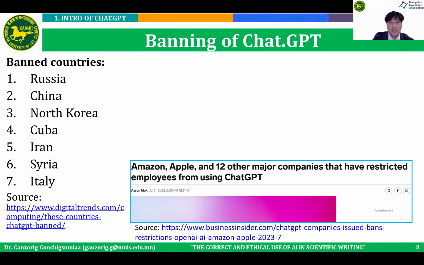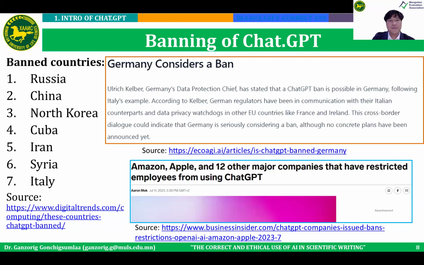For example, interestingly, Amazon, Apple, and 12 other major companies have restricted employees from using ChatGPT. Is there some notion of people thinking that the real person is better? Also, it's kind of an ethical thing, that instead of using ChatGPT, we should use the human brain to have more valid results.